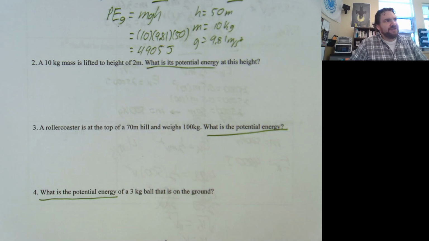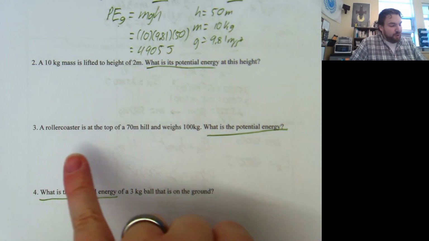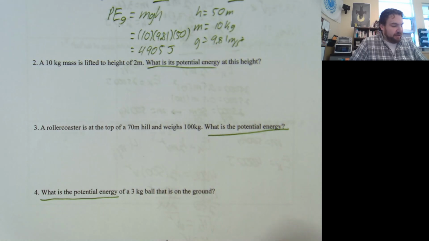Evelyn, because you're full of questions this morning, you get to pick. Which one of these 3 would you like to see? The mass of the car that is lifted, the roller coaster at the top of a 70-meter hill, or the potential energy of a 3-kilogram ball on the ground? Number 2, here we go.